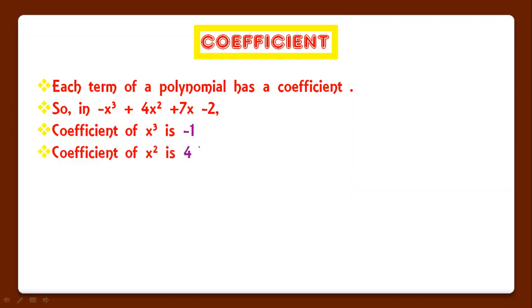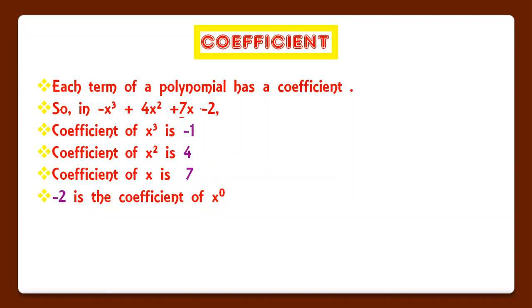Then comes the coefficient of x square. What is the constant connected with this variable? 4. Then comes the coefficient of x, that is 7. Then minus 2. It is a constant. The variable connected to it, I told you when I was teaching terms, is x raised to the power 0. So the coefficient of x raised to the power 0 is minus 2. So this is what a coefficient is.